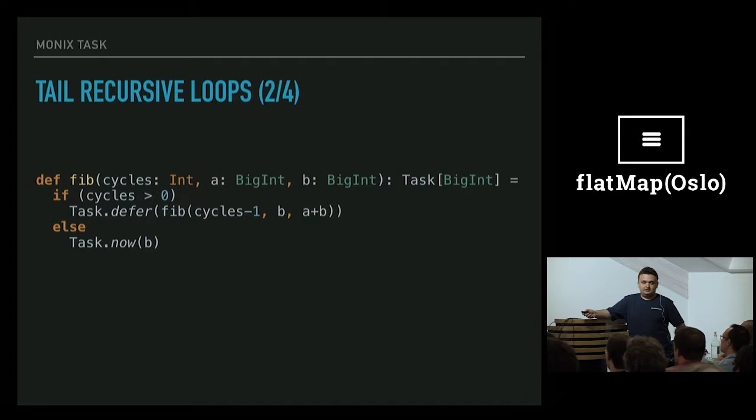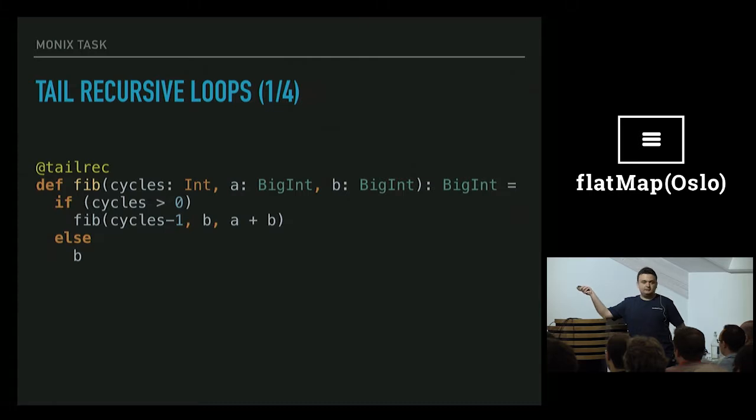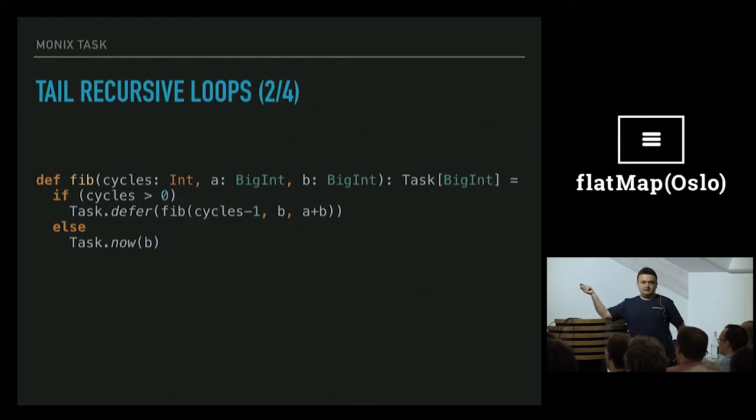First of all, we can do that in future. This is one way to describe, by the way, this is doing something really important. It's calculating a Fibonacci series, right? So it goes into a loop and returns at some point the nth Fibonacci number in sequence. We can describe it using task. This is one way of doing it. We can use now when we have a final result, or we can use defer to stop eager evaluation, basically to transform it into a lazy evaluation.